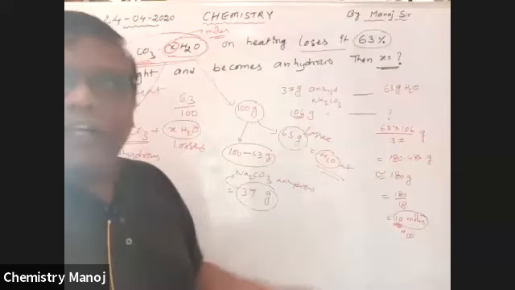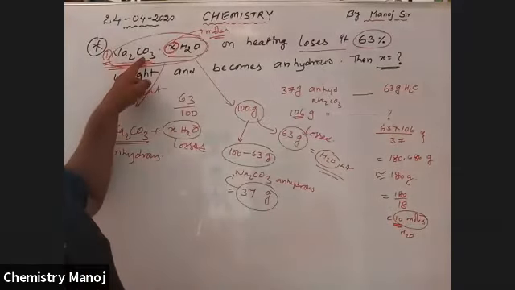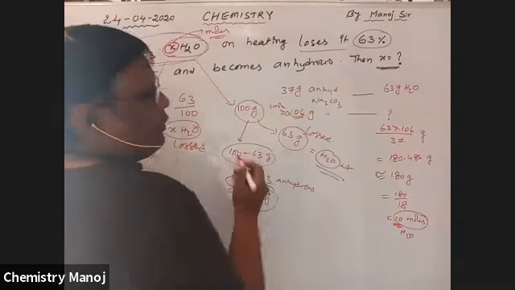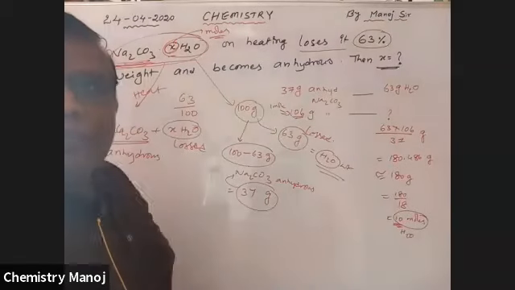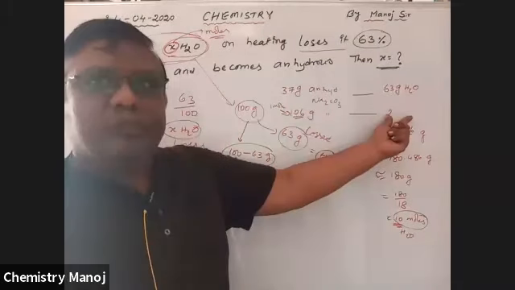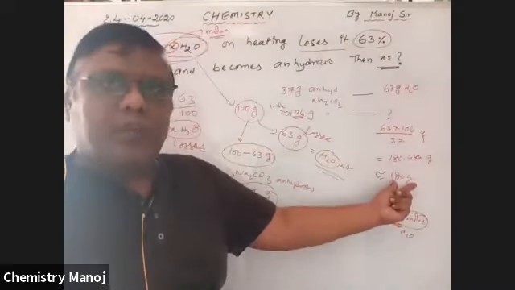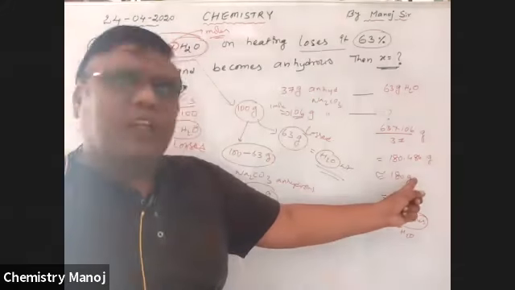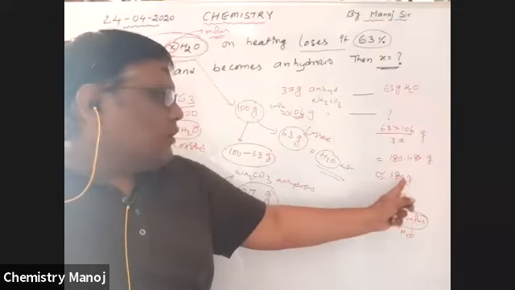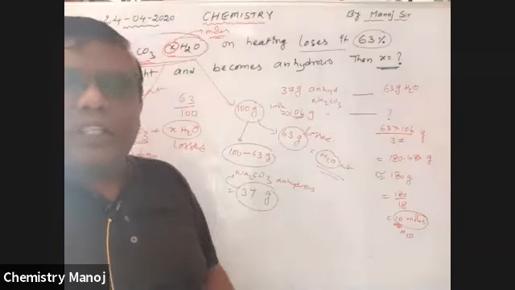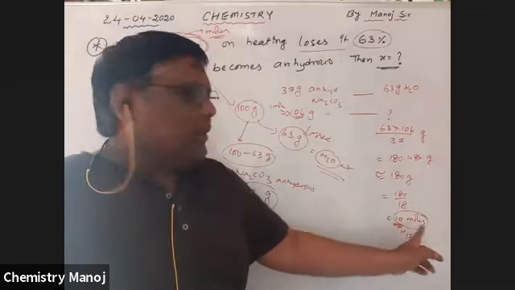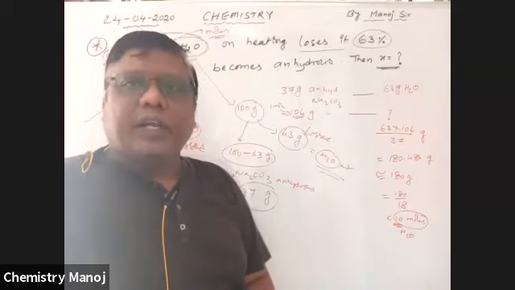Okay, but we are going to calculate for 1 mole Na2CO3. 1 mole Na2CO3 means 106 grams. So 106 grams contains how many? That is 180 grams of water. We don't want the weight of the water, right? We want the number of moles. So that is 180 by 18, that is 10 moles. Okay, so next.